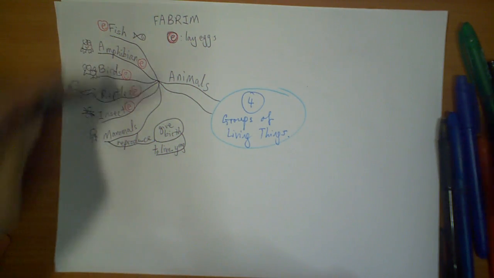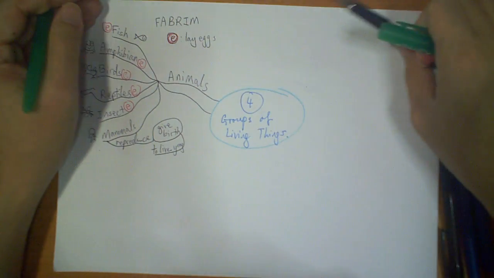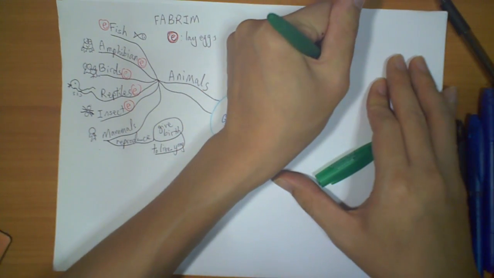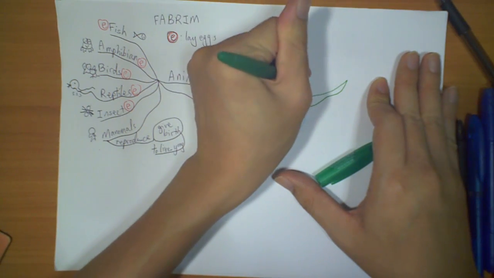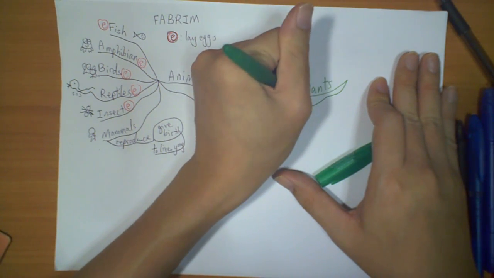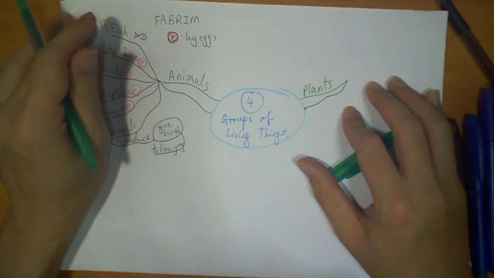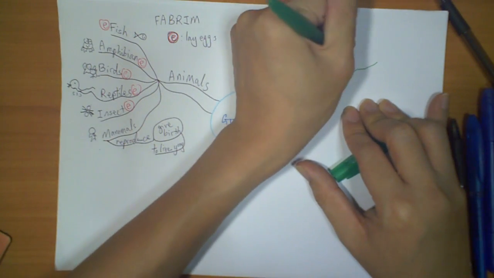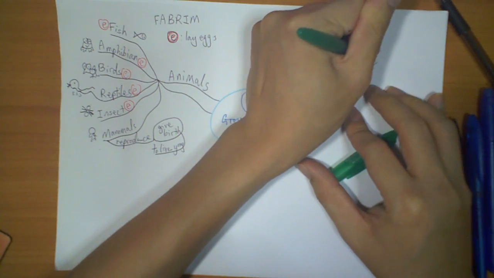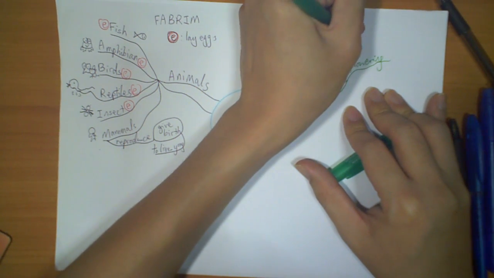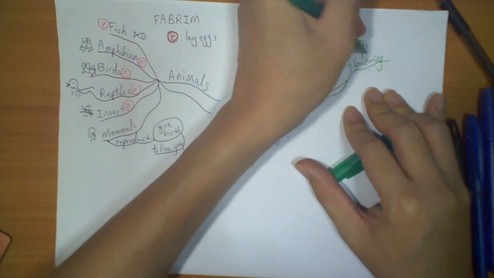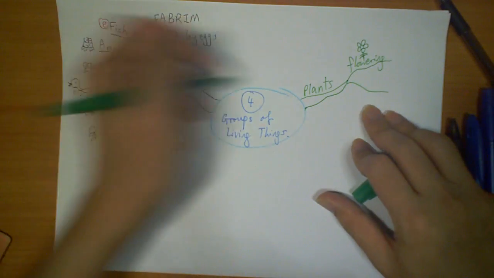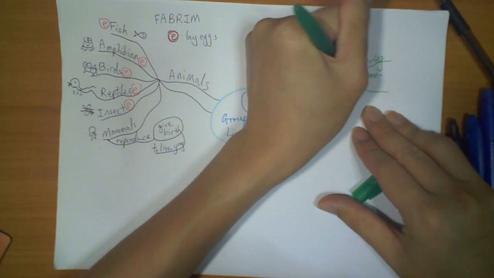Now, let's move on to the other big group of living things, which are plants. Alright, I will change the color because green color represents plants better. So plants. Now, at a primary school level, we are only going to learn 2 subgroups of plants. One is called the flowering plant. Flowering, you can see flowers on the plant. These are flowering plants. And the other group will be non-flowering plants.